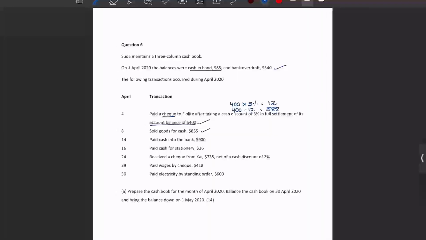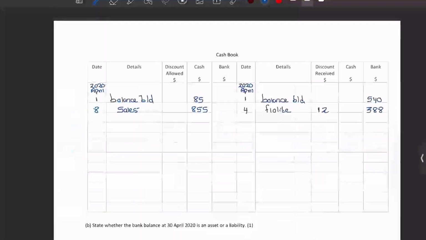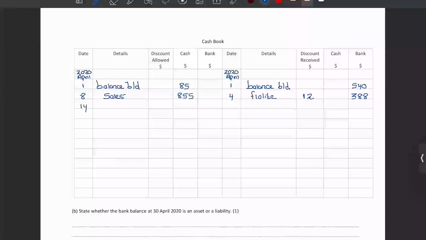Look at the next one. These are the easy ones. Take cash into the bank. Cash is affected, bank is affected. What do you call it? Contra entry. But find out what is happening to money in the bank. Money in the bank will increase. So if money in the bank is going to increase, debit the bank account with 900. The date is 14th.